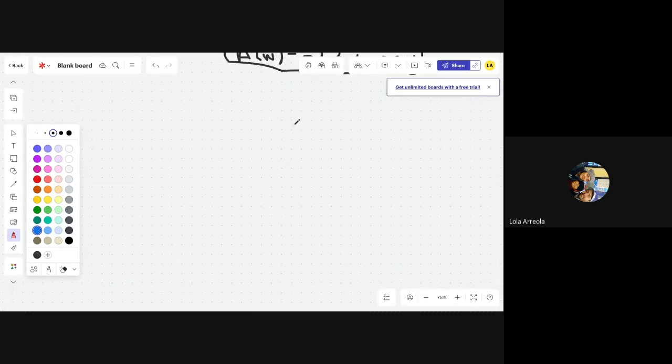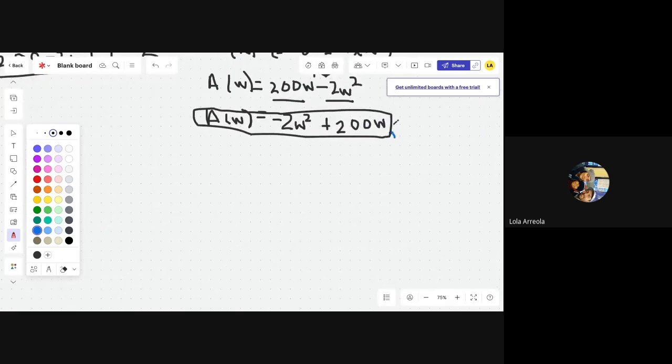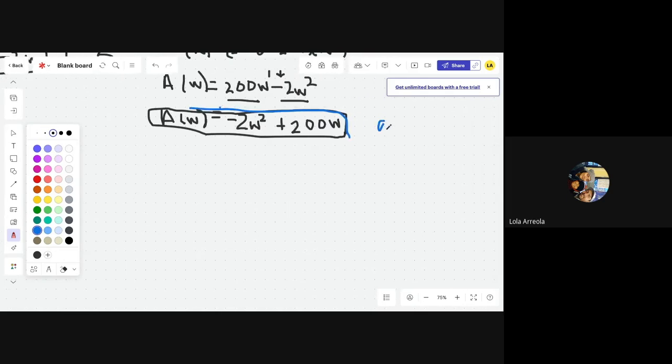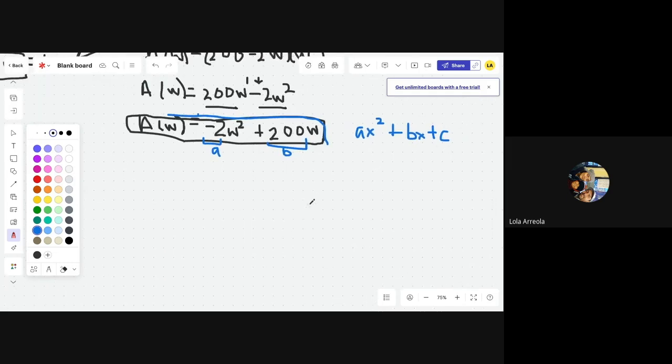Perfect. Now, notice that this is a quadratic equation, right? I have something close to the form ax squared plus bx plus c. This is my A. This is my B. The 200 is my B. -2 is my A. And then I just don't have a C term, but this is still a quadratic function, okay?